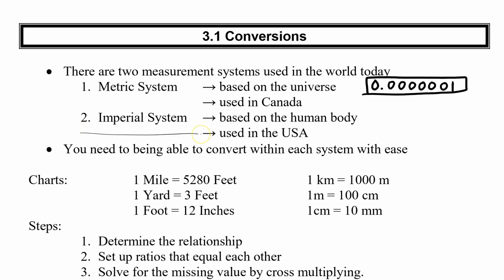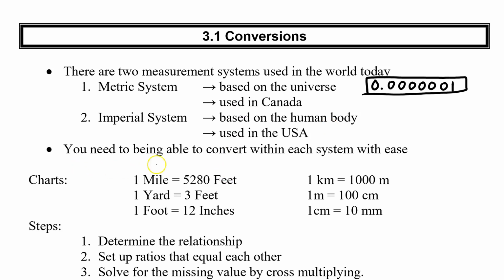The imperial system, which was originally made in England, was based on the human body. The easiest one to think about is a foot, kind of based on how big our feet are. Now, if you look at a foot, that's actually a pretty big foot. 30 centimeters is quite large for a foot. But that's what it was originally based off of. We currently use it in the States, and because we're so close to the States, Canada uses it too.